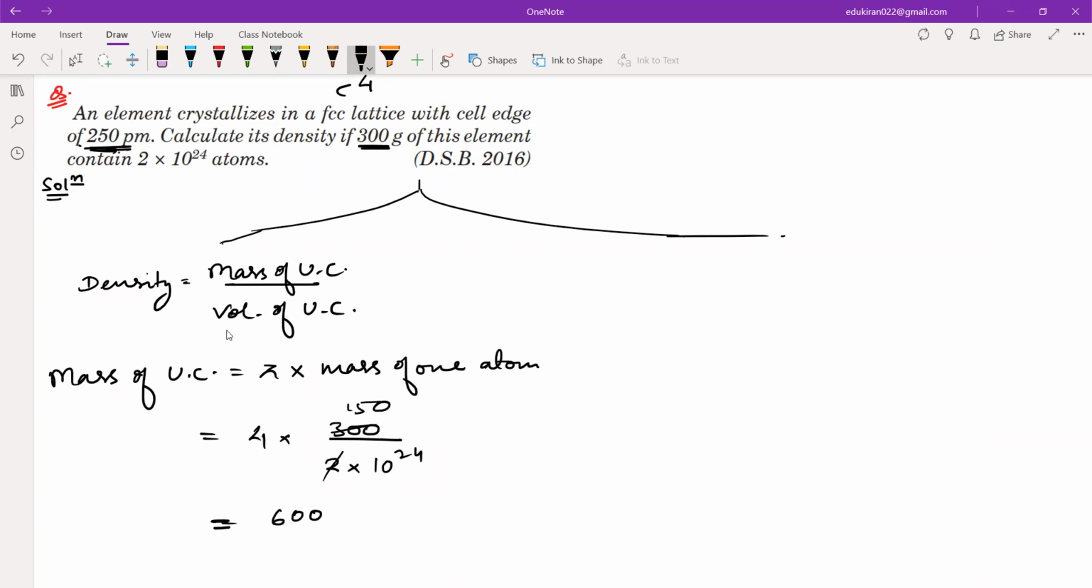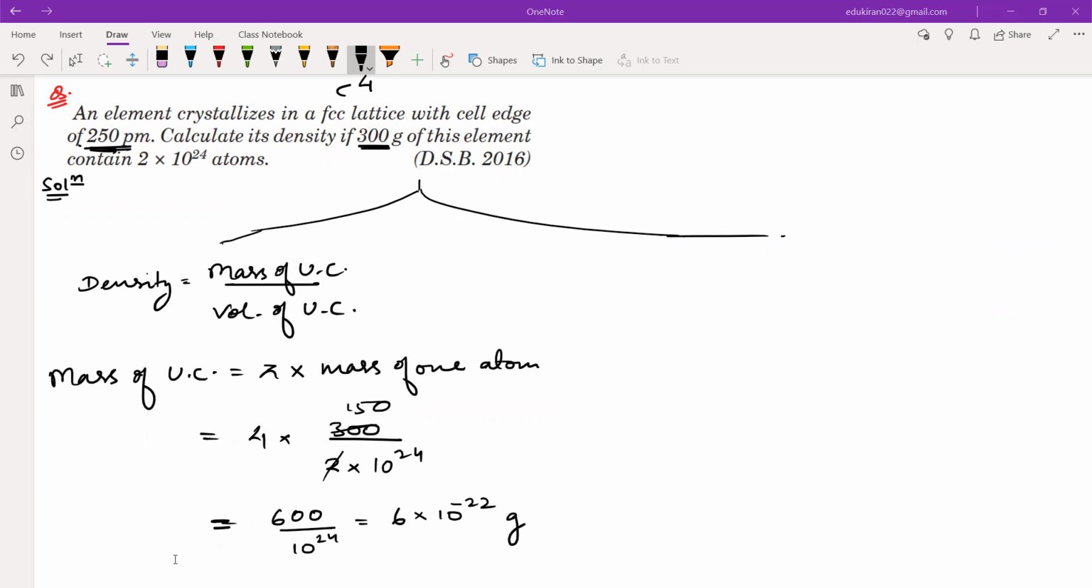15 into 4 is 60. So this will be 600 divided by 10 to the power 24. So this will be 6 into 10 to the power minus 22, correct? Right, in grams. What happened, Mazia? Okay, let's go. Others also try. Salman, Khalid.